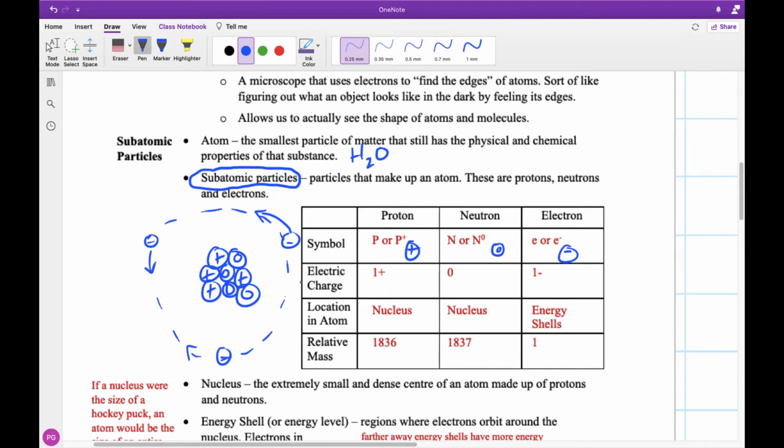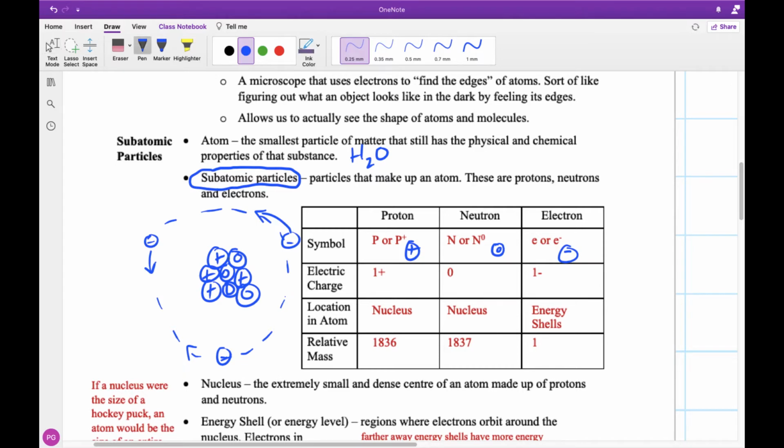We'll talk about this in a little more detail in the next lesson, and you'll learn a lot about this in grade 9 and grade 10 science. But for now, all you need to know is that our protons and our neutrons are inside our nucleus, at the core in the center, and the electrons are zipping around the outside.